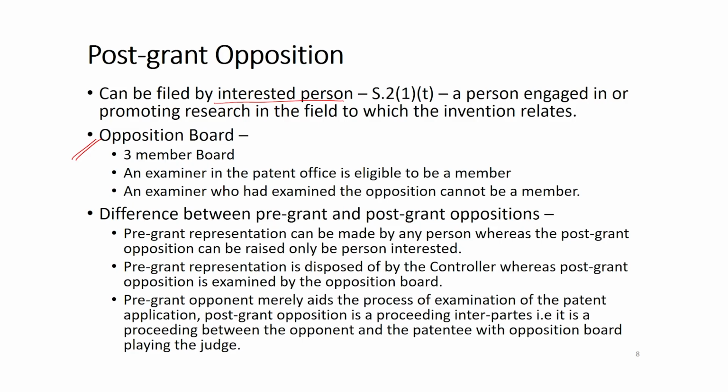There are a few differences I have already raised between pre-grant and post-grant oppositions. As I said, pre-grant representation can be made by any person, whereas post-grant opposition can be raised only by a person interested. Person interested has been defined in 2(1)(t). Pre-grant representation is disposed of by the controller, post-grant will be disposed of by the opposition board. I said the pre-grant opposition process aids the examination process. It actually helps the examiner, whereas the post-grant opposition mechanism is a proceeding between the patent holder and the opponent. It is not a mechanism of helping the patent office.